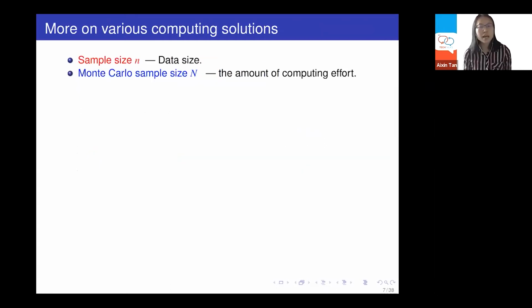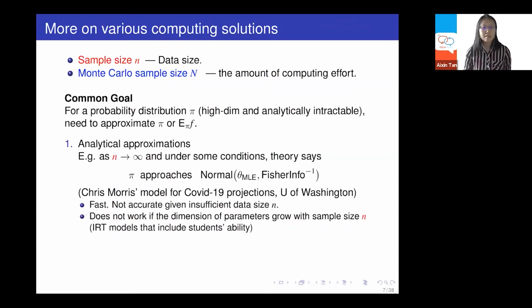So I'll just remind you of two subtle notations here. Small n in my talk will represent data size, and capital N will represent the amount of computing effort, such as the Monte Carlo sample size in MCMC methods. Now recall on the previous page that our common goal is to handle a difficult probability distribution pi. How do we approximate posterior means?